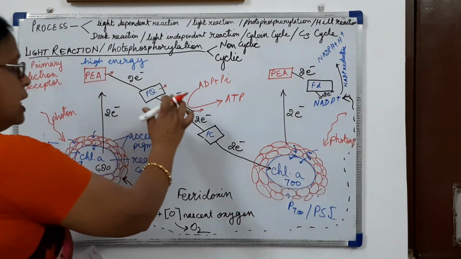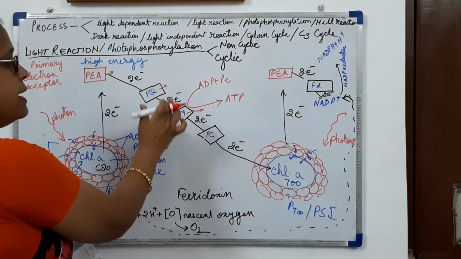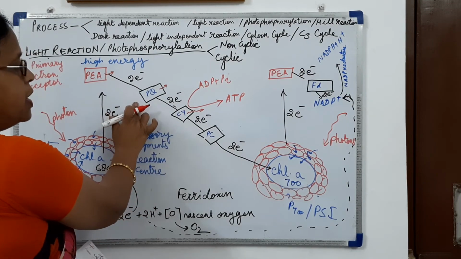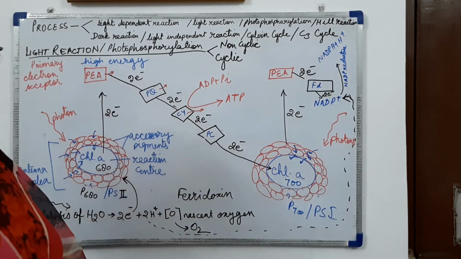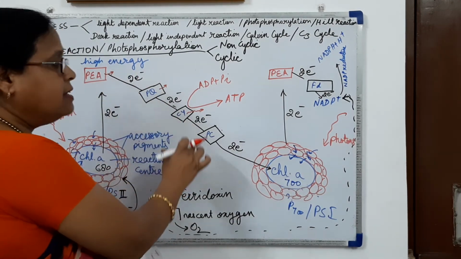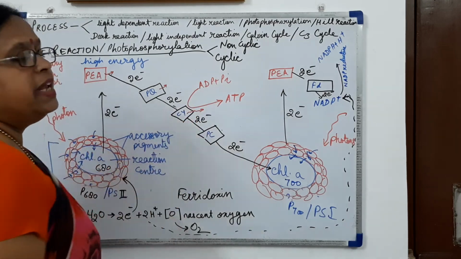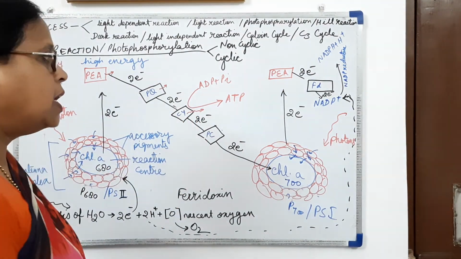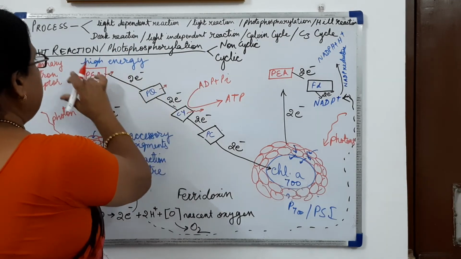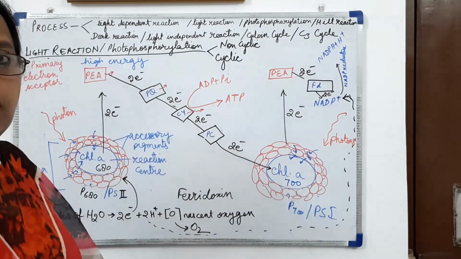So at this place, at this level, when the electrons are passing from one electron acceptor to the other electron acceptor, when it is passing through cytochrome complex, the ATP molecule is synthesized. Now, why we call it non-cyclic photophosphorylation?